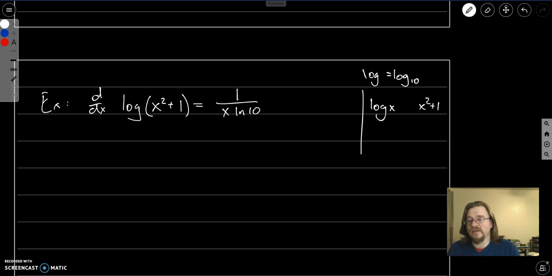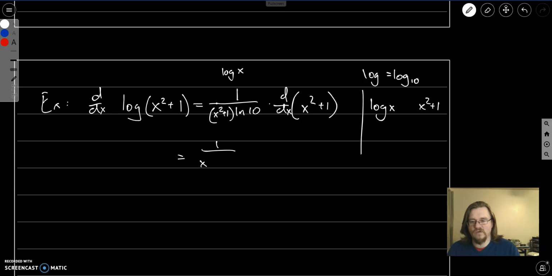But I need to plug in my inside function into here, which is going to be x squared plus 1. So again, this is going to be the derivative of log of x, but we've plugged in our inside function, and then we need to take all this times the derivative of our inside function.